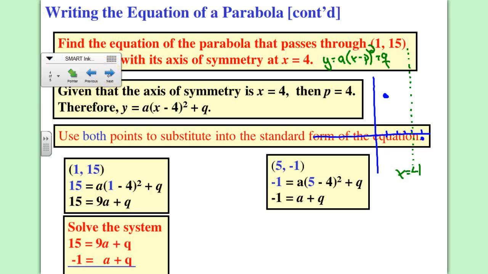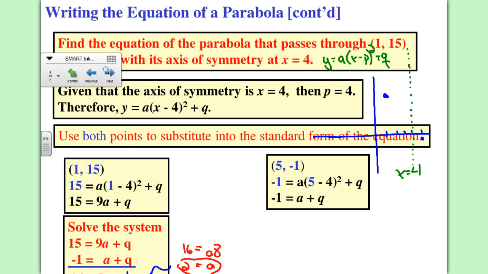To solve a system, we can either add or subtract. In this case, we choose to subtract. I know that's a little bit off the screen, but if you were to subtract these two equations, you end up with 8a is equal to 16. So a is equal to 2.